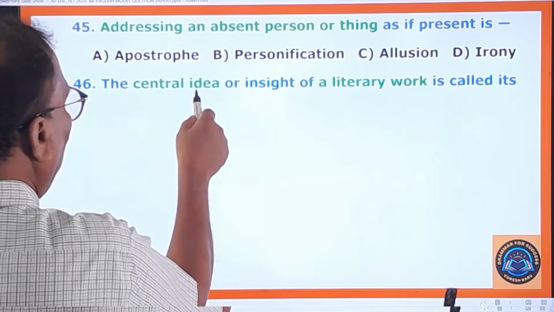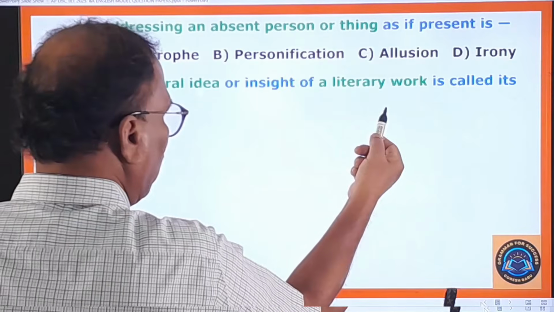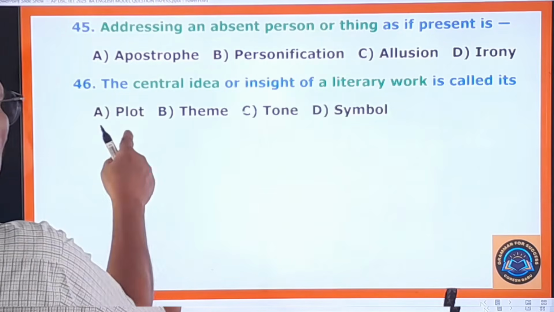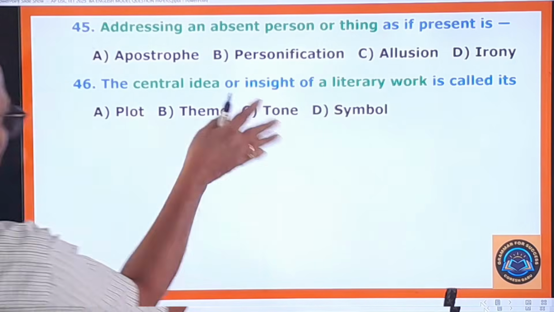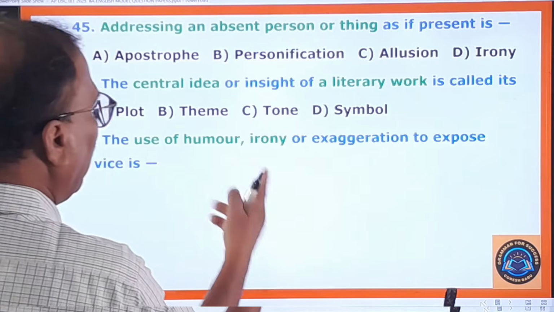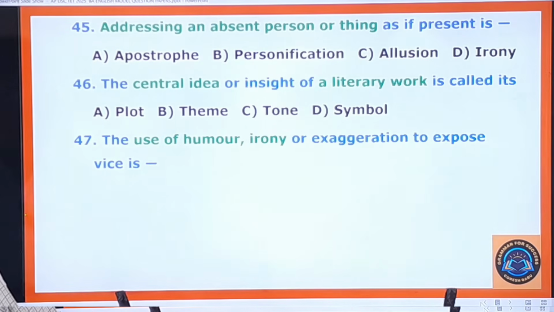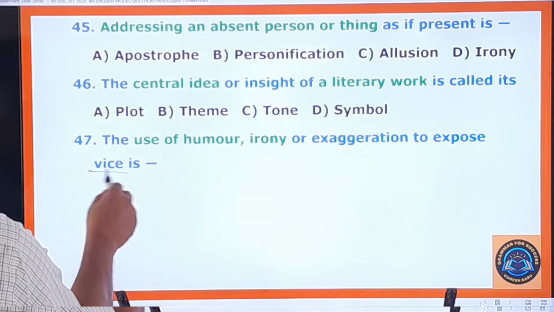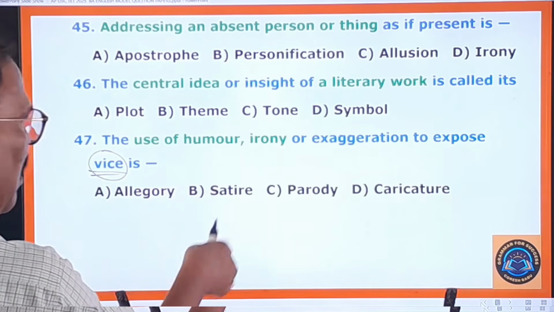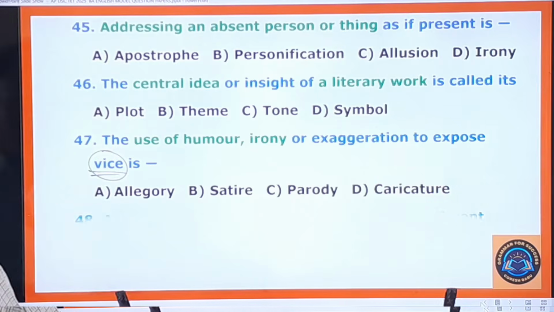And you go to the 46th question. What is the central idea or insight of a literary work called? And here you pay attention. Plot, theme, tone, symbol. So choose the right one. You go to the 47th one. The use of humor, irony, or exaggeration to expose vice, vice means evil, is called what? Allegory, satire, parody, caricature.